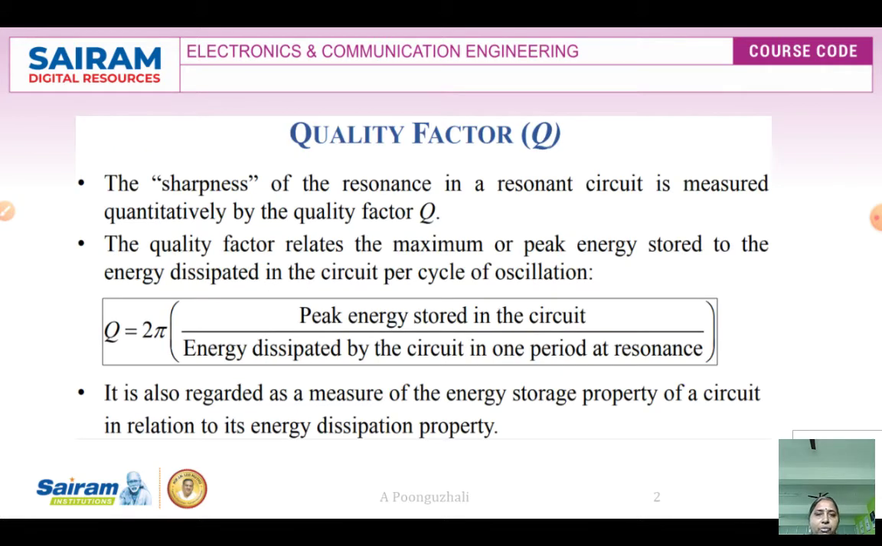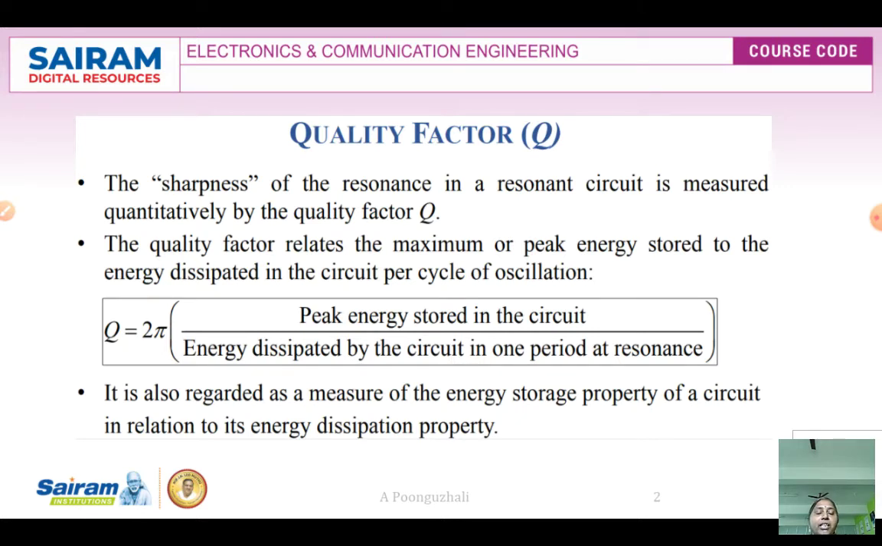The sharpness of the resonance in your resonance circuit is going to be measured quantitatively by a term called quality factor Q. Your quality factor is the ratio of the maximum or peak energy stored in the circuit to the energy dissipated by the circuit per cycle of oscillation. So Q is equal to 2 pi into peak energy stored in the circuit divided by energy dissipated by the circuit in one period at resonance. It can also be seen as a measure of the energy storage property of the circuit.